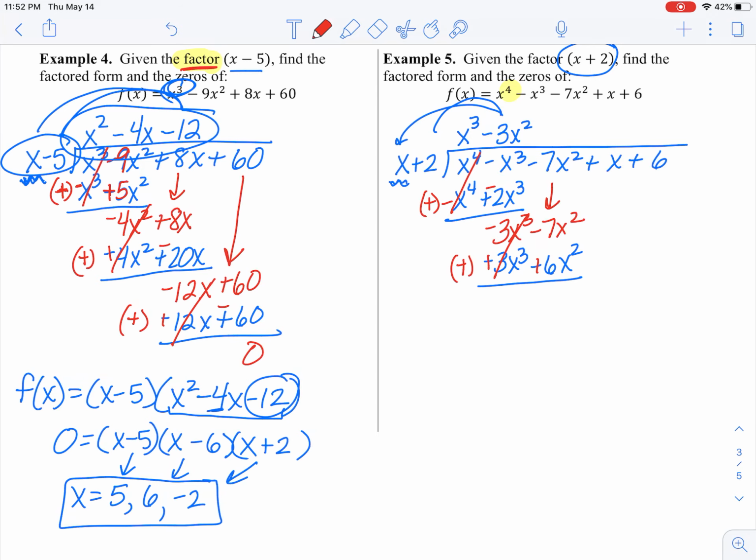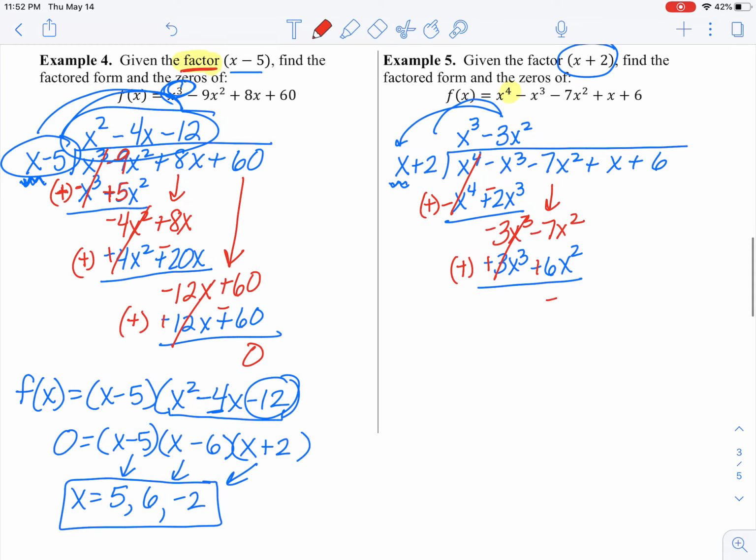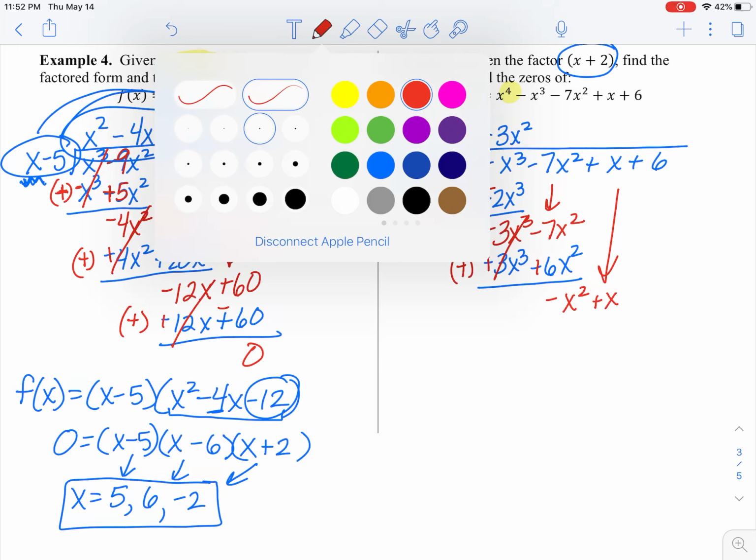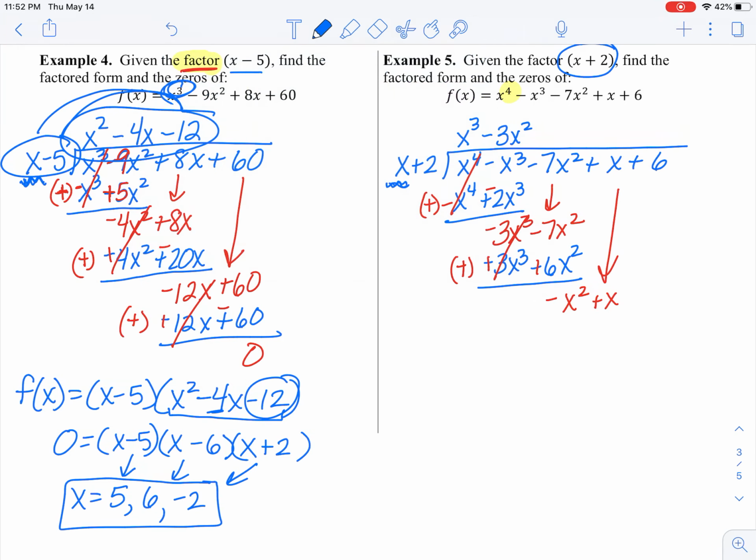So negative 3x to the third plus 3x to the third will cancel. Negative 7x squared plus 6x squared is negative 1x squared. And then we're going to bring down our next term, so plus x, and now repeat again. And so we're going to say x times what will give us negative x squared, a negative x, and distribute down, so negative x times x is negative x squared. Negative x times 2 is a minus 2x.